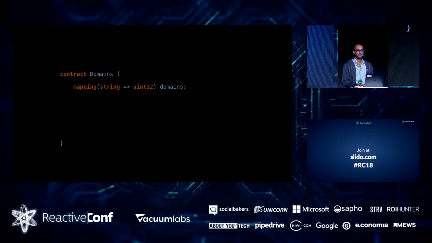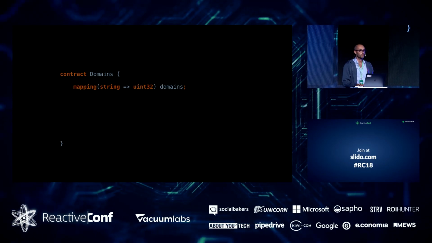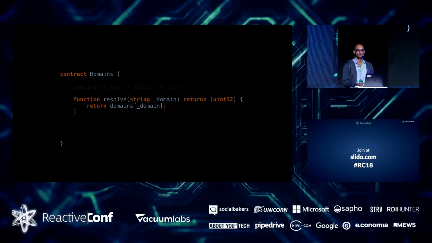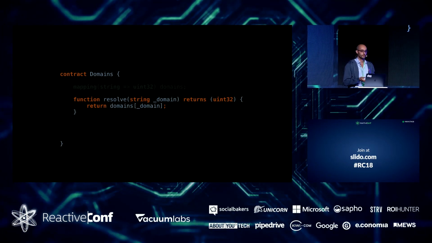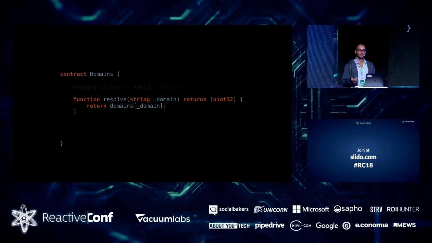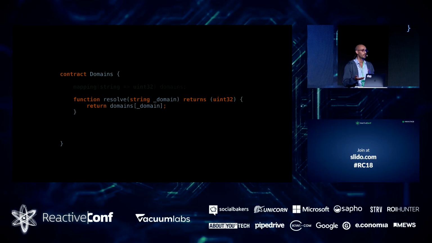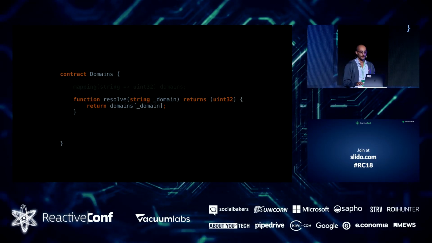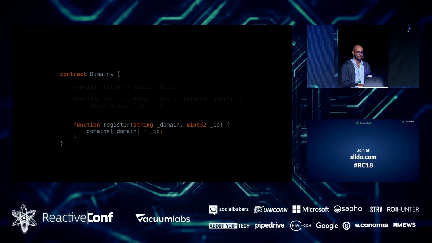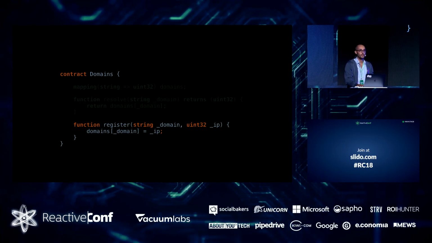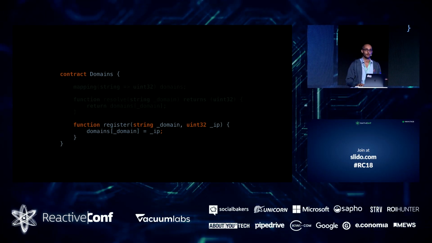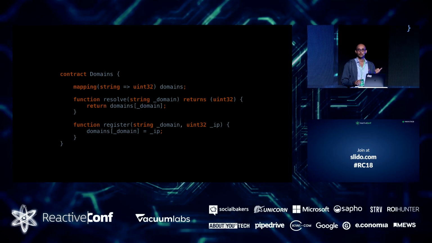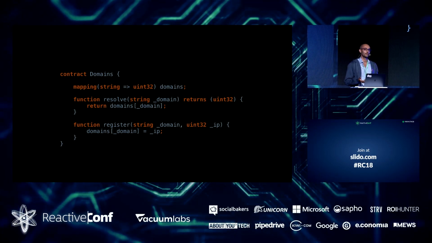And now we need to define at least one function, right? We want something like resolve. I'll give it a domain, it will look in the mapping and give us back an IP, and another function for registration. A domain name and an IP, and it will just add them to the mapping. This code should be really easily readable to everyone.